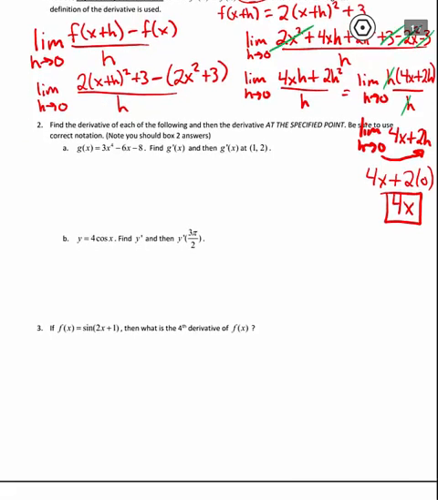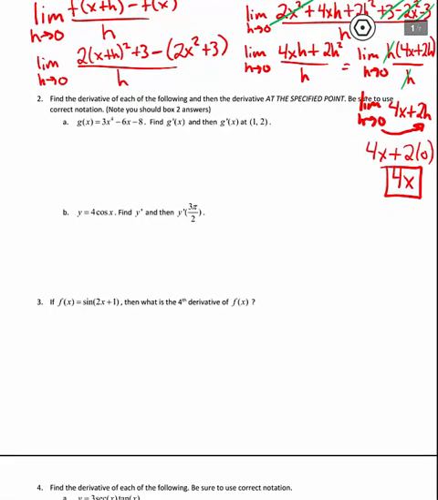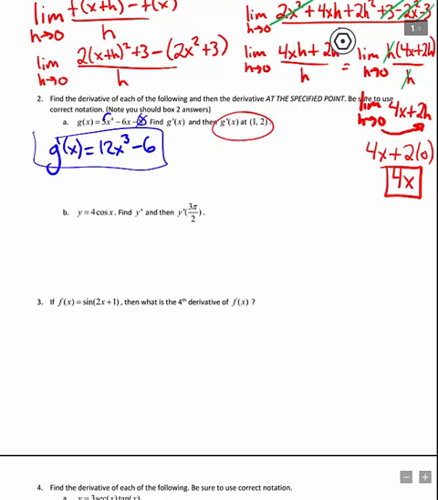Okay, question 2 asked us to just find the derivatives and then find the derivative at a certain point. So part A is just power rule, so we get g prime of x equals 12x cubed minus 6, and then the 8 will just go to 0 when we do the derivative. So that's the first part of the answer.